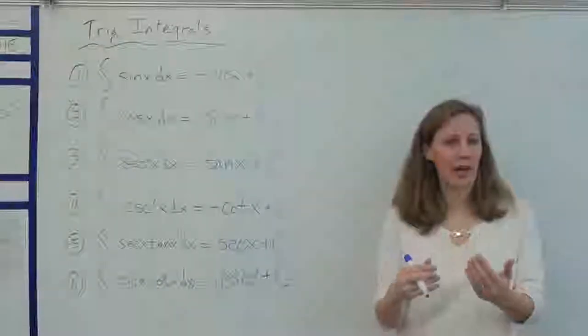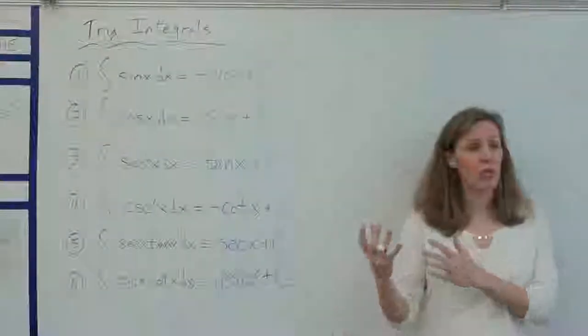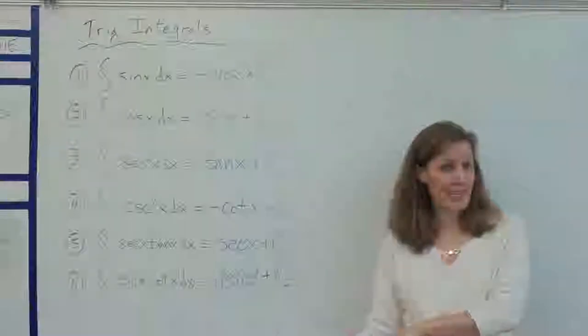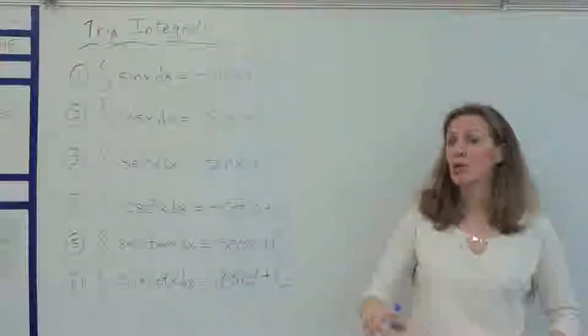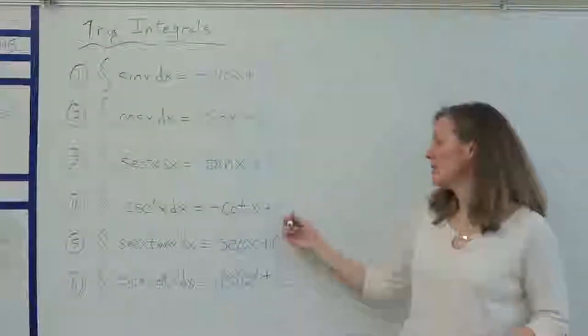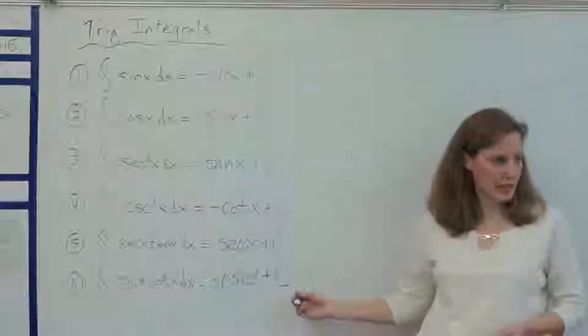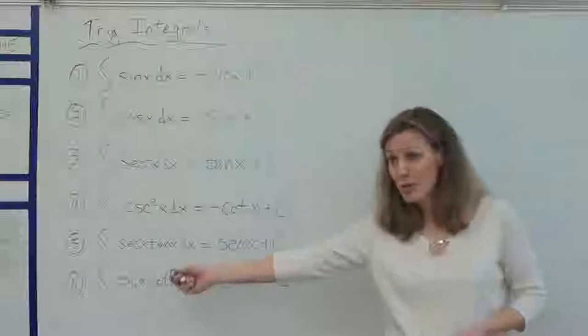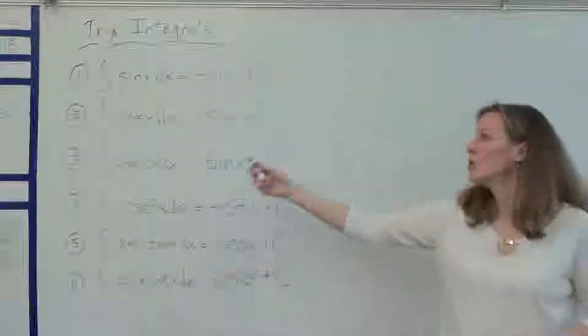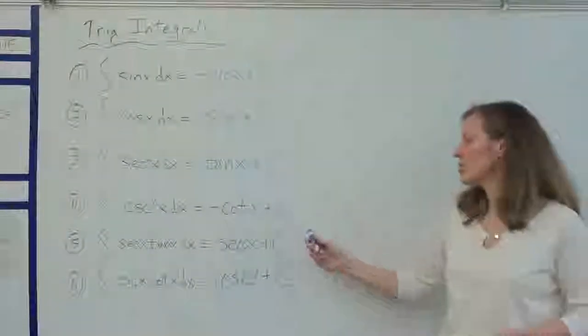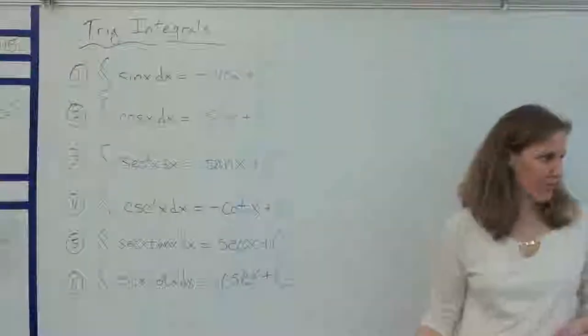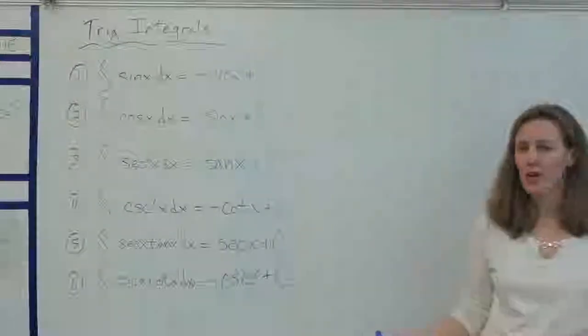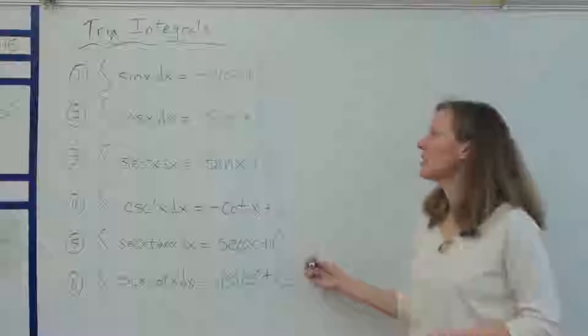One of the things that helps me: when you're doing a derivative, if the function starts with a c, the answer is negative. When you're doing an integral, if the answer starts with a c, it's negative. That's because the answer would have been the original function when you were doing the derivative. Does that make sense? Okay, all right, so those are the six trig integrals.